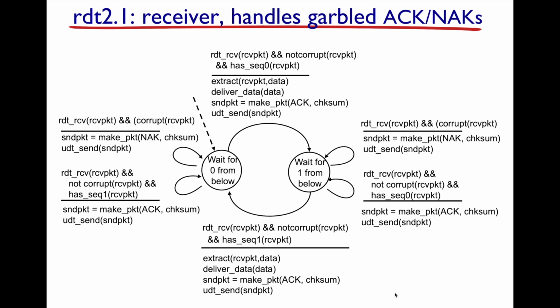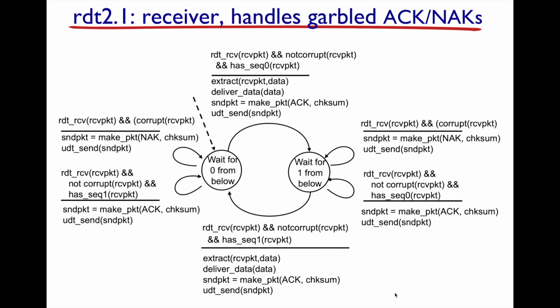So what does the receiver do? It says, get a packet. I'm waiting for one. I receive a packet. Is it corrupt? Yes. Send a NAK. Is it corrupt? Yes. Send a NAK. Okay. So that's what this first self edge represents.